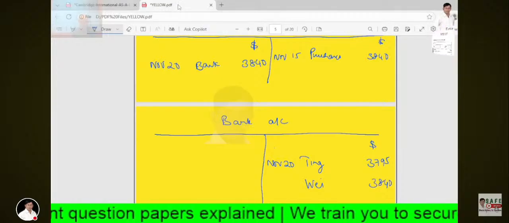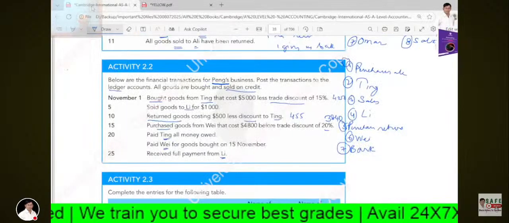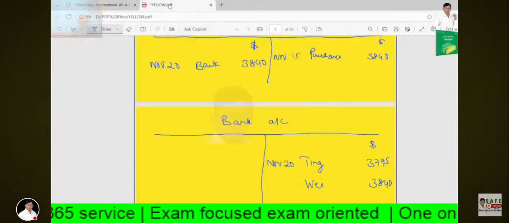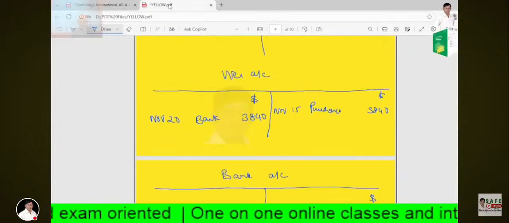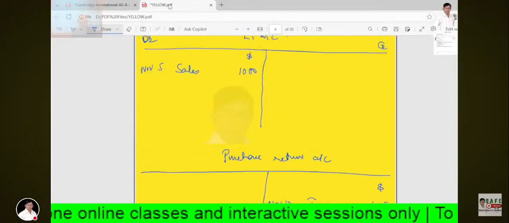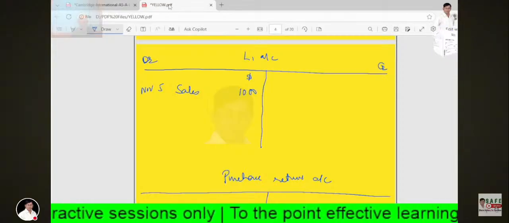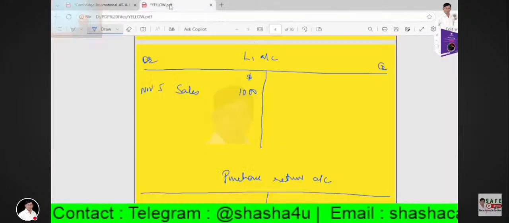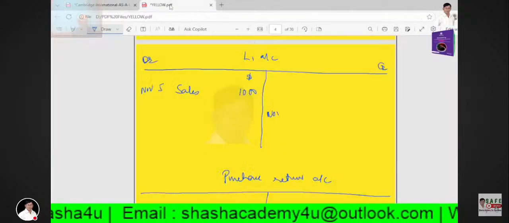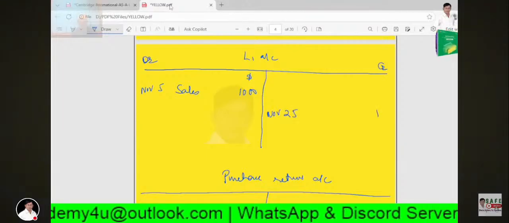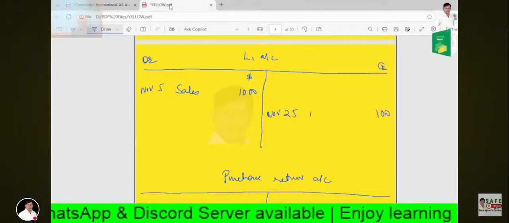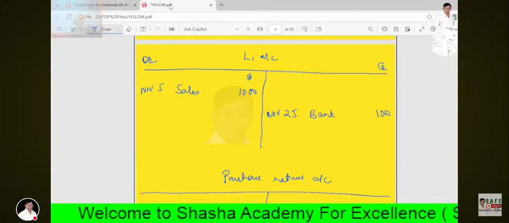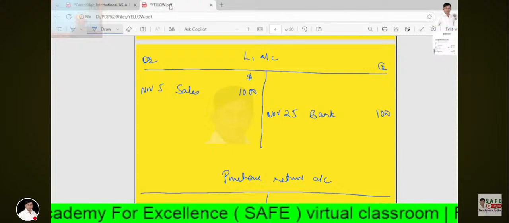So next, what is there? Received full payment from Lee. So let us see how much we have to receive from Lee. We have to receive 1000 from Lee. What date have we received? We have received on November 25th, 1000. So obviously we would have received it in the bank account. You can write bank or cash also. By default we are assuming that we have received through bank. That is an assumption.